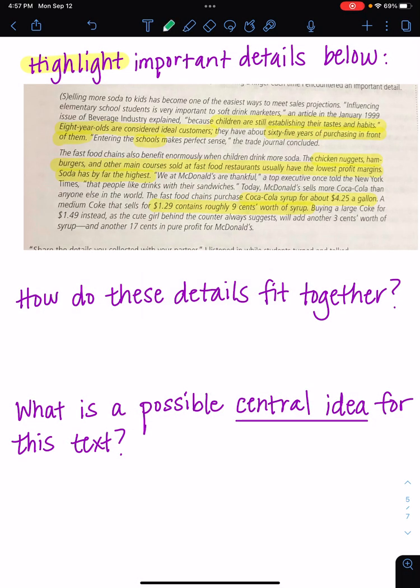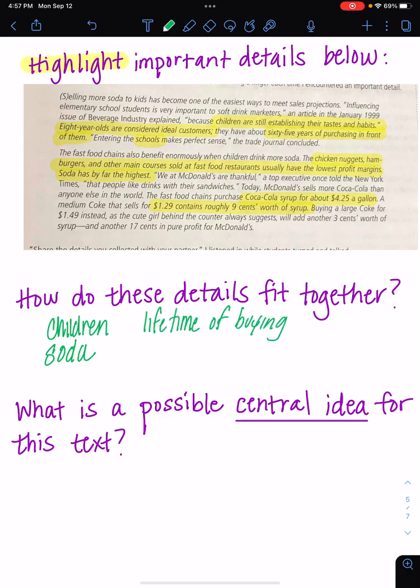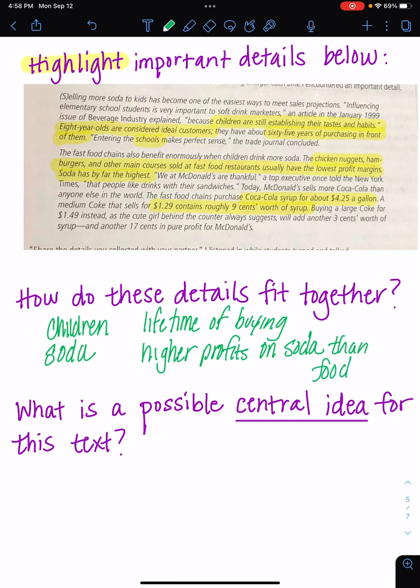So looking at that, how do these details fit together? They're talking about children. They're talking about soda. They're talking about lifetime of buying. They're talking about higher profits on soda than food. Okay? So putting all of that together and really mulling it over again, guys, okay?